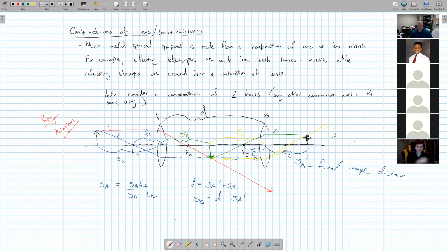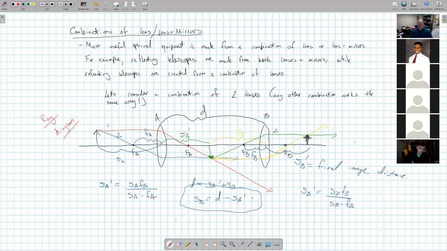Now, this is going to be true for any type of lenses. Even though I drew this for a combination of 2 converging lenses, this is always going to be true regardless of the type of lenses that I'm using. Even if my image was created out here, it would still be the same expression. Okay? Then from here, to find the final image distance, SB prime would just be equal to SB times FB divided by SB minus FB.